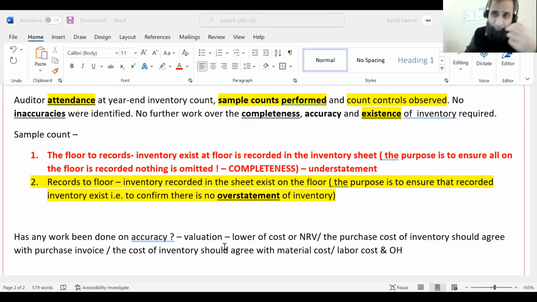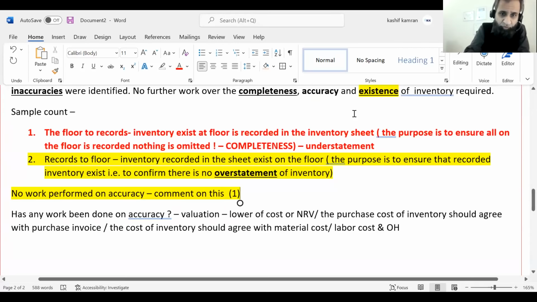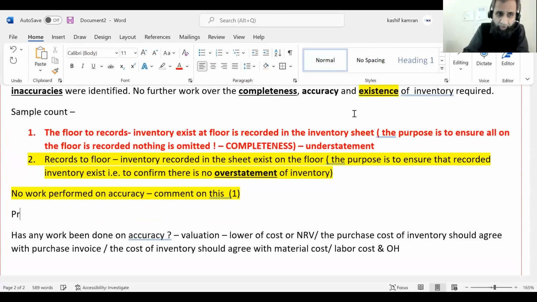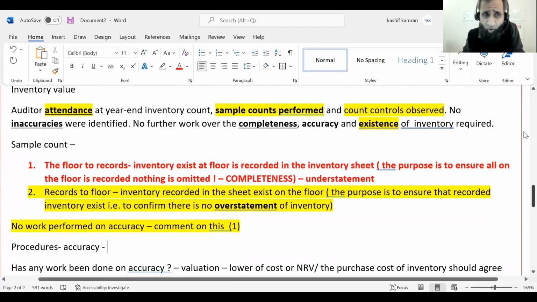And then can you recommend some procedures on accuracy? Just like the one I've given you. So I think what you can do here is comment that no work was performed on accuracy, and you can comment on this for 1 mark. And then you can write some procedures for accuracy, just like the examples I've given you below. And I think this can help you with writing something like a 3 marks answer on inventory value.